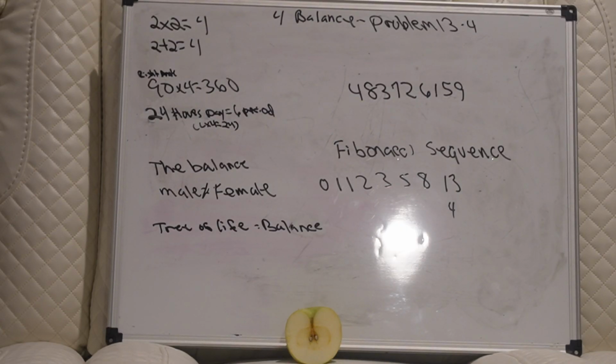So when you go through the duality, you get the number 4. So 4 gives us balance. It is a true result and it never ends. Once you have balance, it's forever. And that's what the Fibonacci sequence shows you.